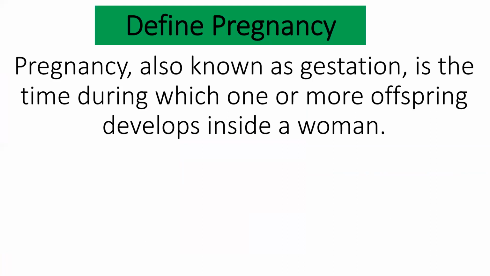This is the definition of pregnancy. You can write it down. Pregnancy is also simply known as gestation. It is the time during which one or more offspring develop inside a woman. This is the definition of pregnancy.